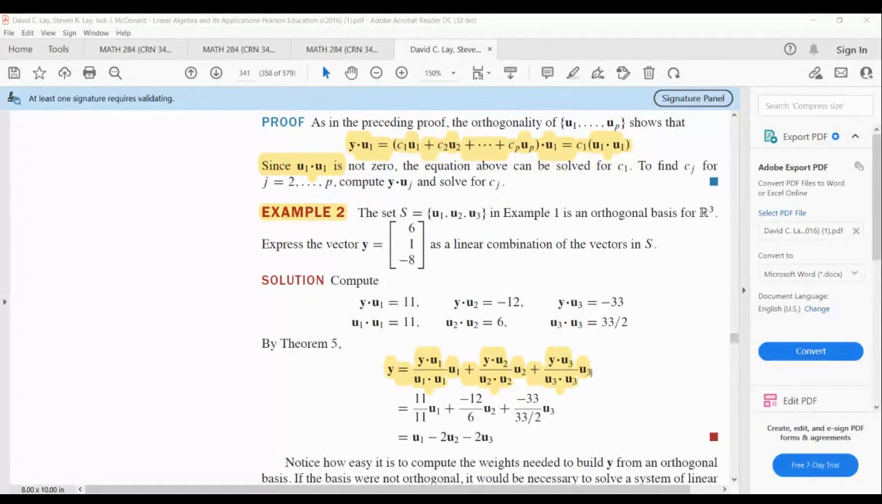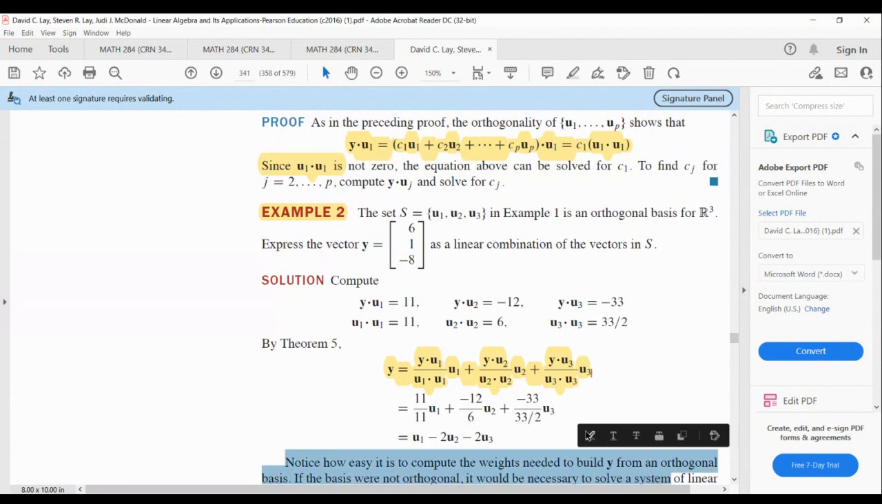Now notice below, it says, notice how easy it is to compute the weights needed to build y from an orthogonal basis. If the basis were not orthogonal, it would be necessary to solve a system of linear equations. Okay.